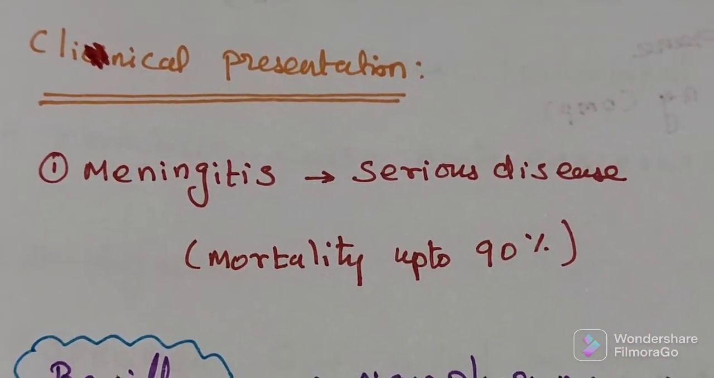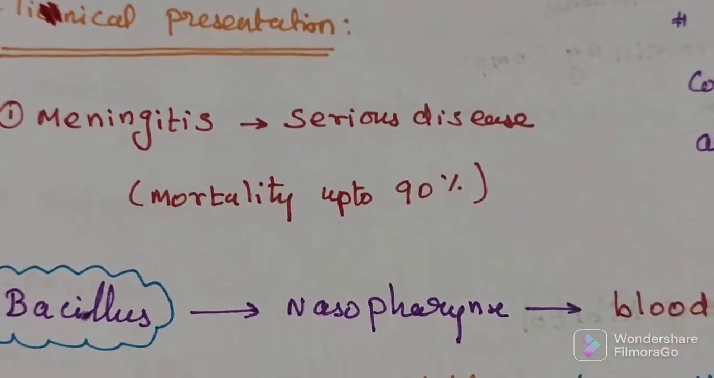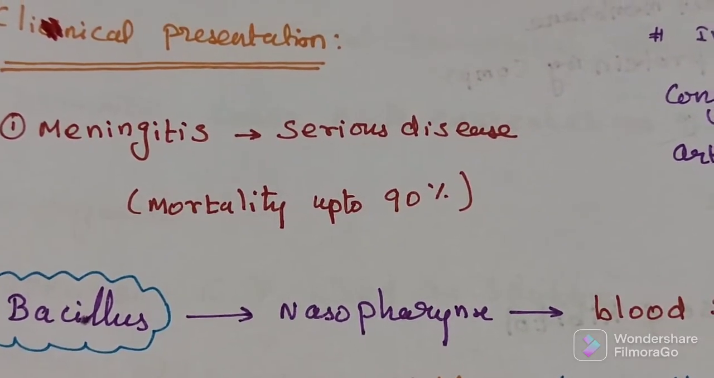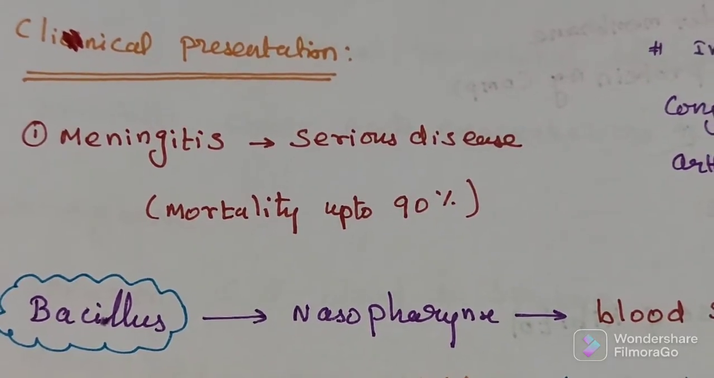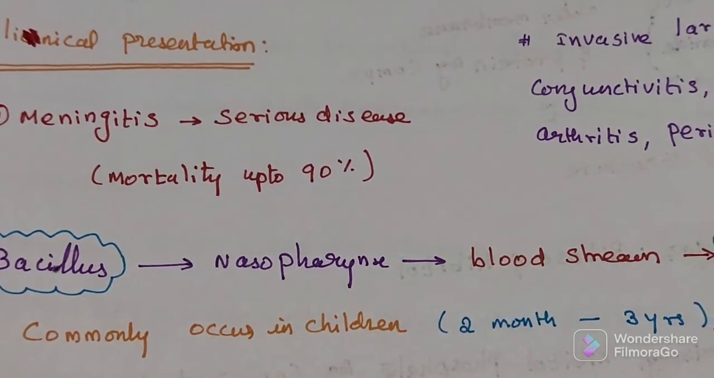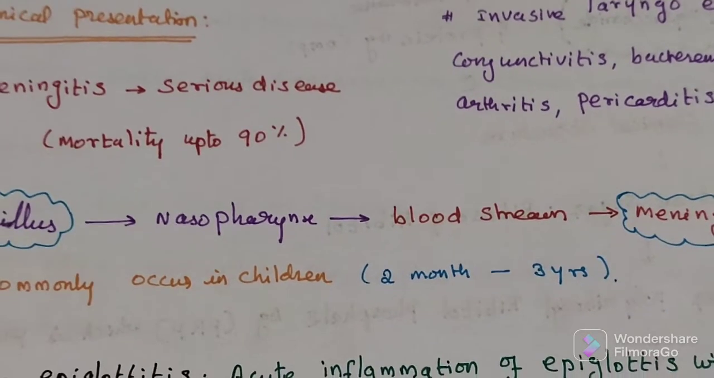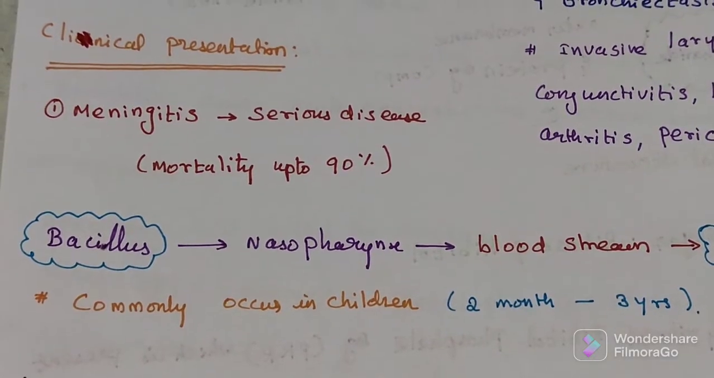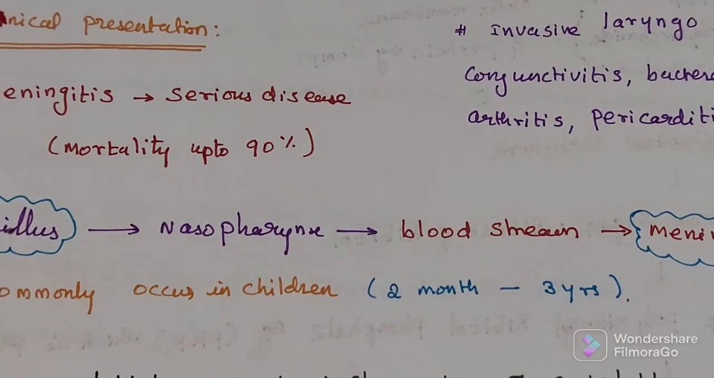Coming to clinical presentation, meningitis is the most serious disease, in which mortality is up to 90%. The bacillus enters the nasopharynx, and from the nasopharynx, through the bloodstream, it causes inflammation in the meninges. It most commonly occurs in children, mainly in the age group of 2 months to 3 years.